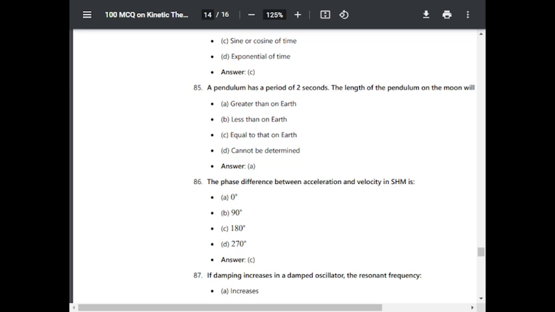Question number 86. The phase difference between acceleration and velocity in SHM is: option A, 0; option B, 90; option C, 180; option D, 270. The correct answer is 180. The phase difference between acceleration and velocity in SHM is 180 degrees. That is, C is correct.